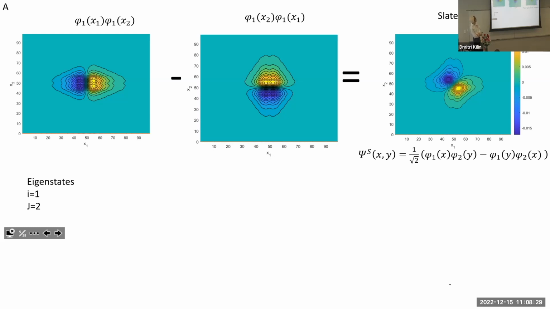So the Hartree product is basically when you have the wave function of your eigenstate 1 times the wave function of your eigenstate 2, subtracted from when you flip your eigenstates 2 and 1, or particle 1 and 2, denoted by x1 and x2. When those eigenstates get flipped, the difference comes out to be the Slater determinant, which is shown by the equation below the third figure on the right.